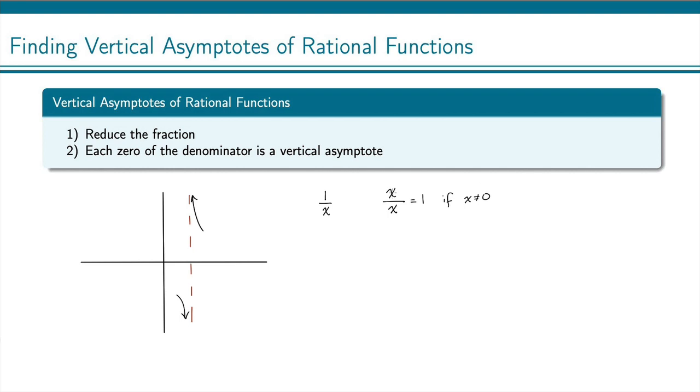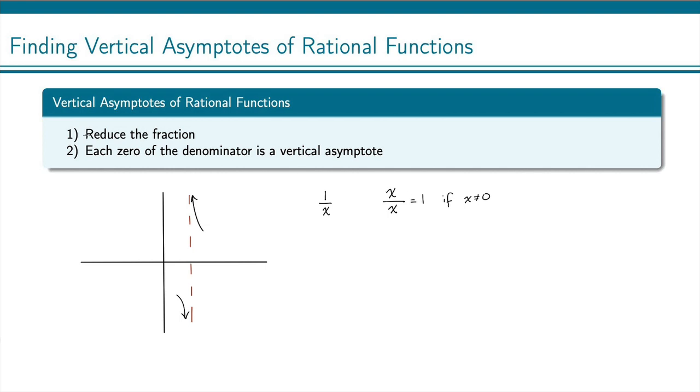And so x over x is not a very interesting function, but it is a rational function, and it doesn't have a vertical asymptote when x is 0 because its reduced form is just 1. And its reduced form is not trying to divide by 0 when x is 0. So that's the important thing here.